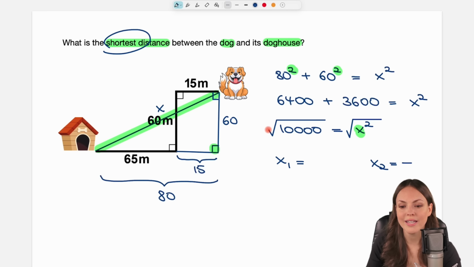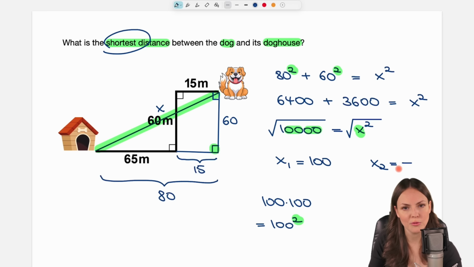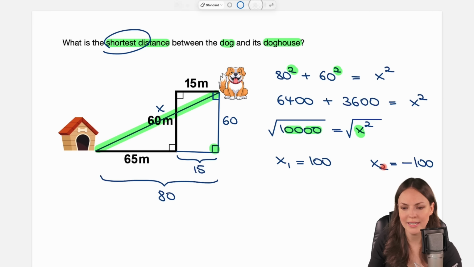We have to find the square root of 10,000 now. We have this package of these two zeros here and this package of these two zeros here. So the 10,000 can be written as 100 times 100, which is 100 squared. So if we take the square root of 100 squared, only the 100 is left here as a result. And then don't forget that you get the negative 100 as your negative solution here.